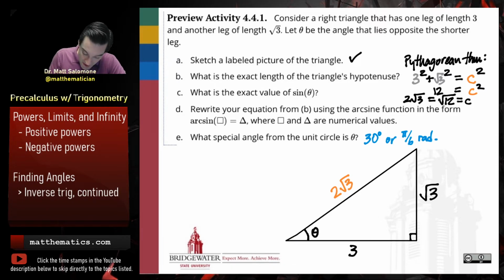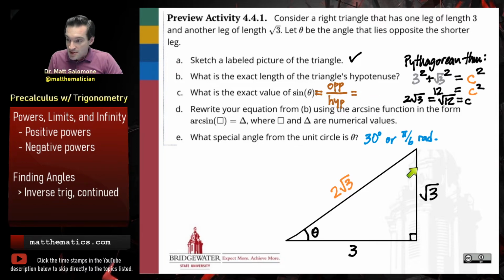Well, remember the definition of sine in right triangle trigonometry. In right triangle trigonometry, the sine is always the ratio of the length of the opposite side to the length of the hypotenuse. That's part of the SOHCAHTOA acronym that reminds us what the definitions of the trig functions are in the right triangle universe.